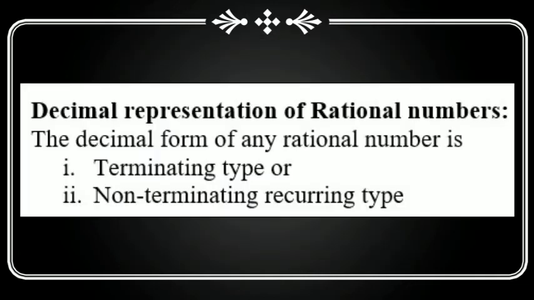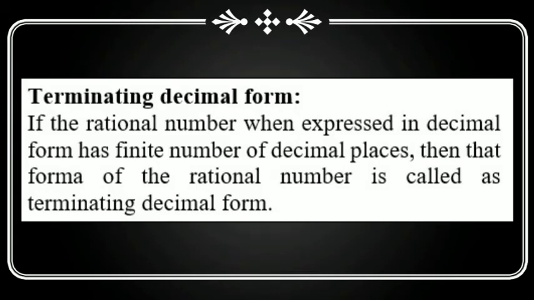Now, decimal representation of rational numbers. The decimal form of any rational number is first, terminating type, second, non-terminating recurring type. First, terminating decimal form. If the rational number when expressed in decimal form has a finite number of decimal places, then that form of the rational number is called terminating decimal form.